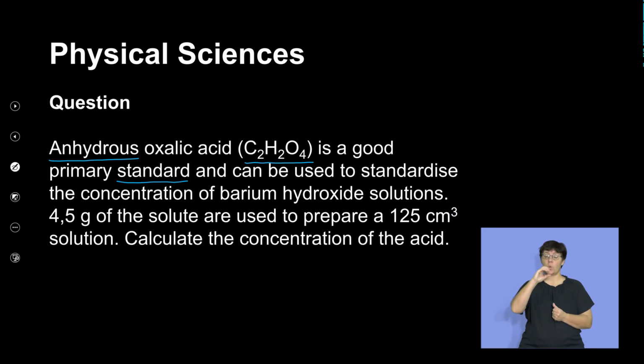And it can be used to standardize the concentration of barium hydroxide. So at the end of the day, barium hydroxide is a base, while oxalic acid, as the name suggests, is an acid. We're given 4,5 grams of the solute used to prepare a 125 cubic centimeter solution. So the solute are granules that will dissolve completely in water in that given volume.